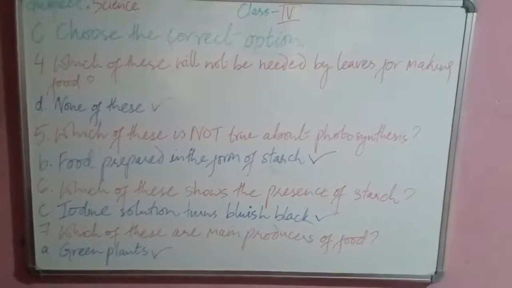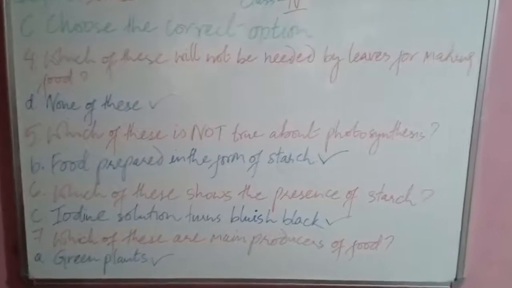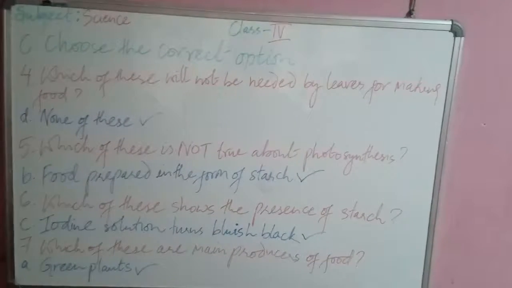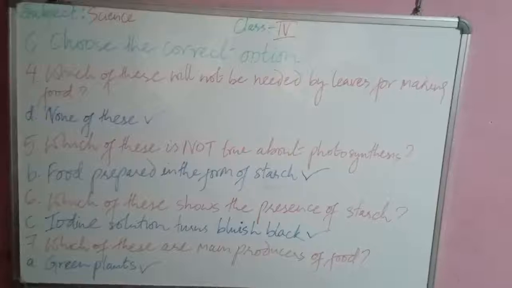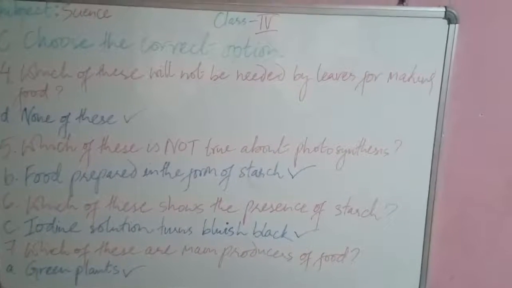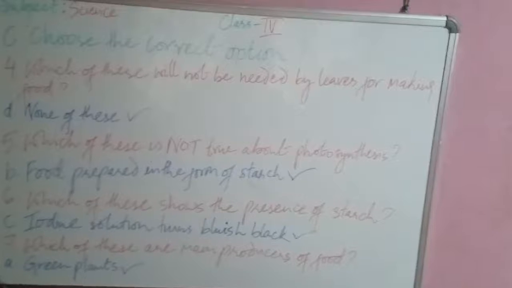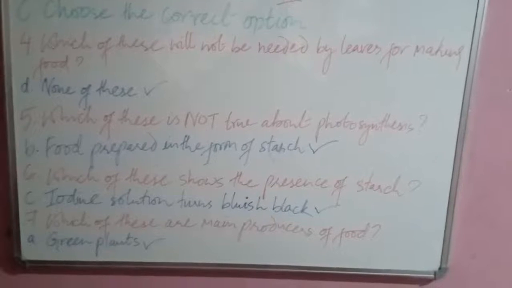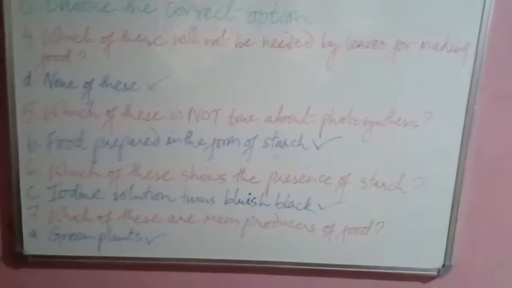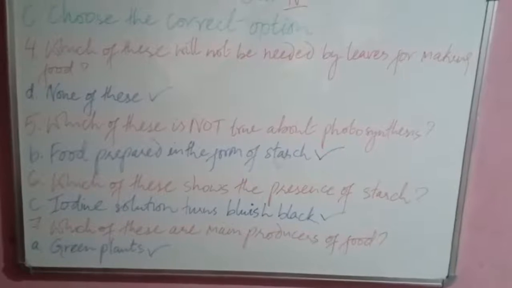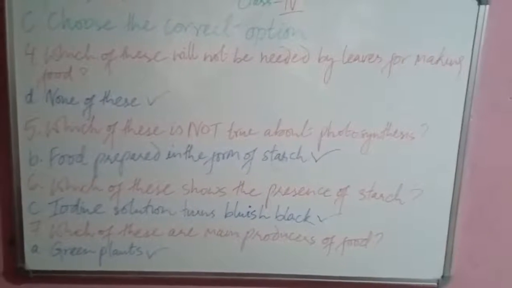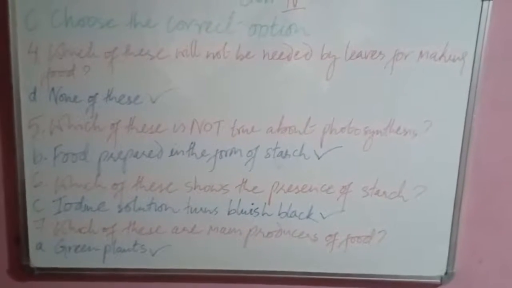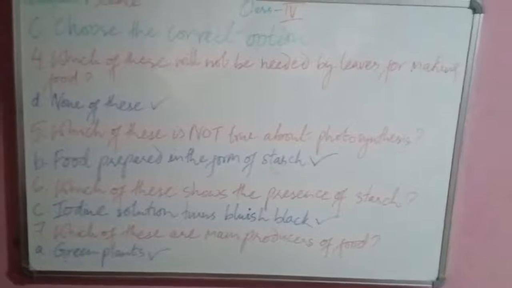Question 6, which of these shows the presence of starch? Options: iodine turns reddish brown, starch turns to glucose, iodine solution turns bluish black, and option D, leaves turn green. So option C is the correct answer. Question number 7. Which of these are main producer of food? And your options are green plants, animal, sun, and none of this. So option A, green plant, is the correct one.